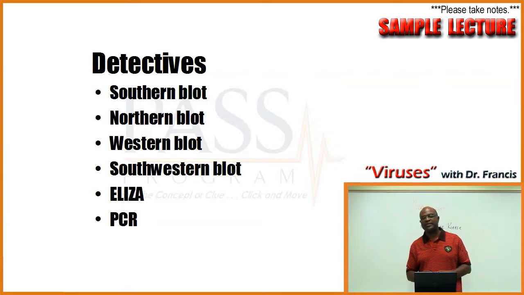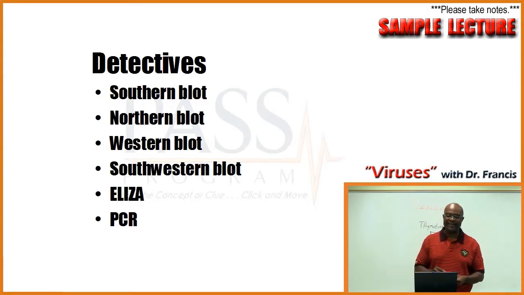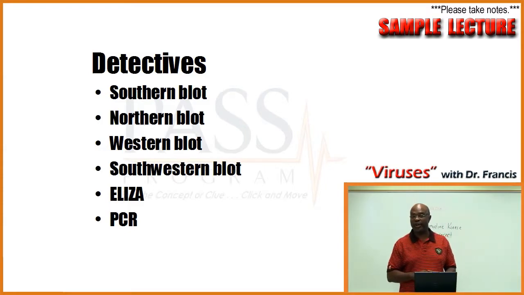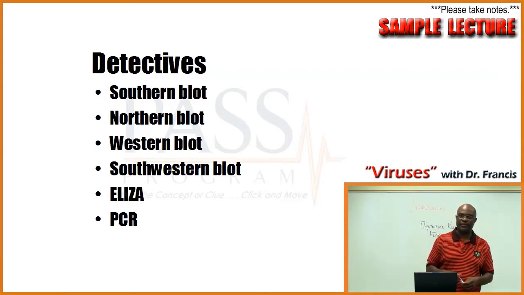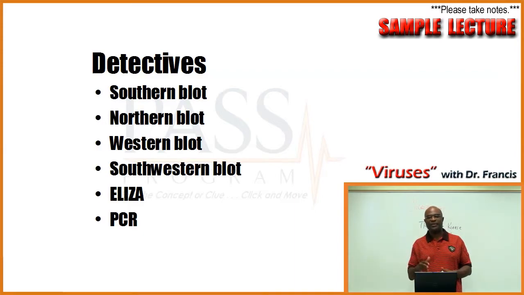Detectives. These are tests that detect genetic material. And this is primarily during the eclipse phase when you can't really do an antibody test. So Southern blot detects the DNA. So for DNA viruses, we can detect it. Northern blot detects RNA. So for RNA viruses, we can use Northern blot to detect it. Western blot actually detects the protein. That means when the virus is being assembled, we can detect the proteins of the virus. So like Western blot used in HIV to detect P17 and P24 proteins.